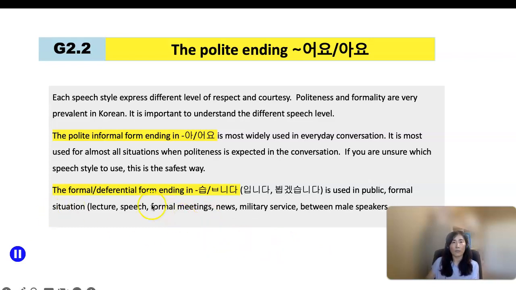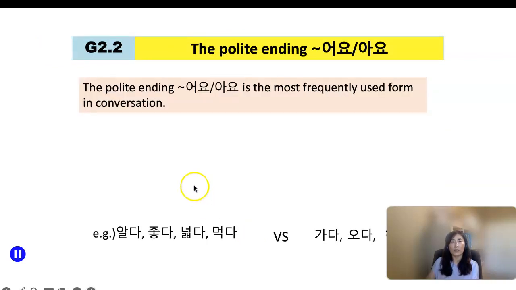The formal declarative speech style ending, 씁니다, like 입니다, 저는 한국 사람입니다, is used in public, formal situations such as lectures, speeches, formal meetings, news, military service, or by male speakers. Now we are focusing on the polite speech style, which is the most widely used in Korean everyday conversation.